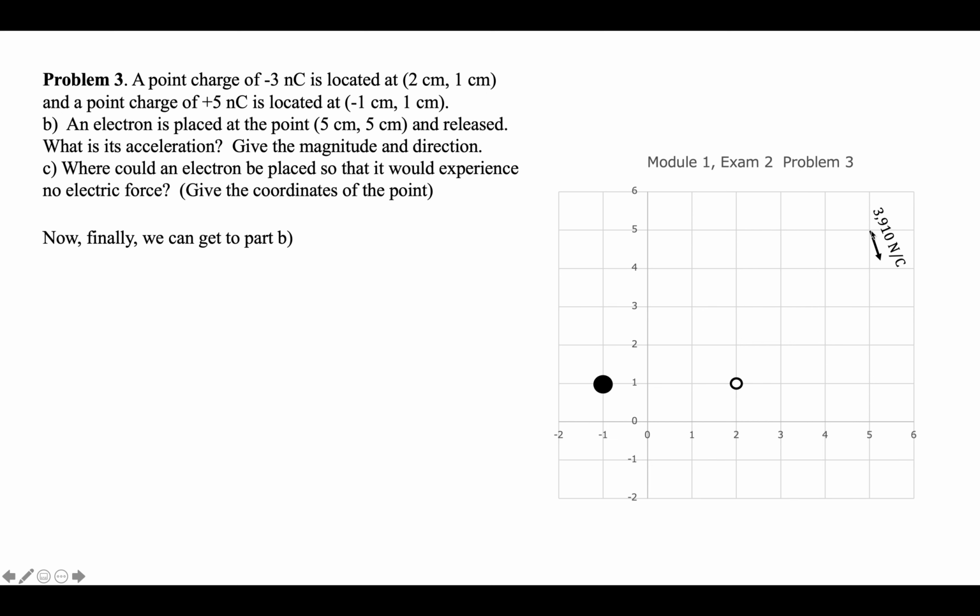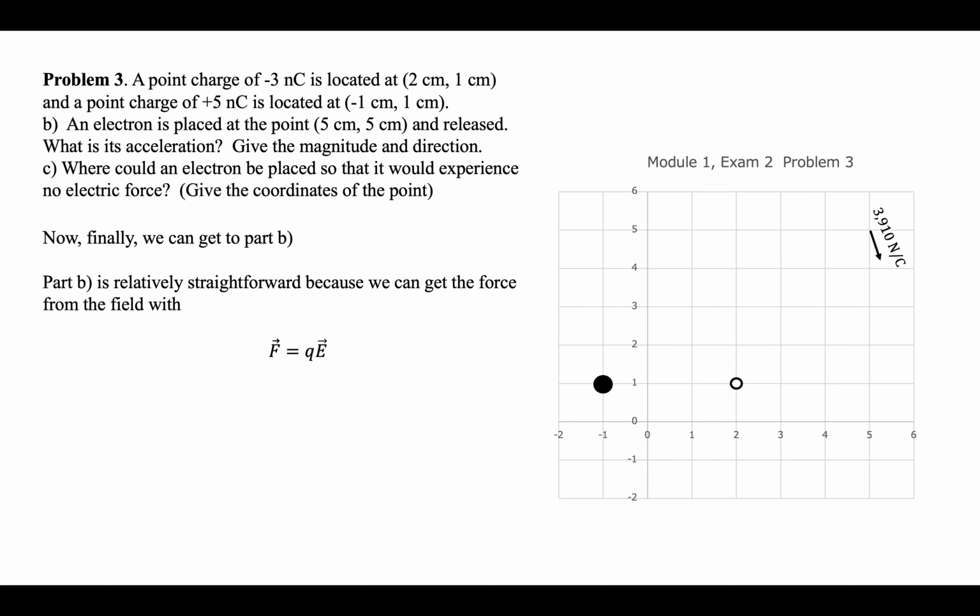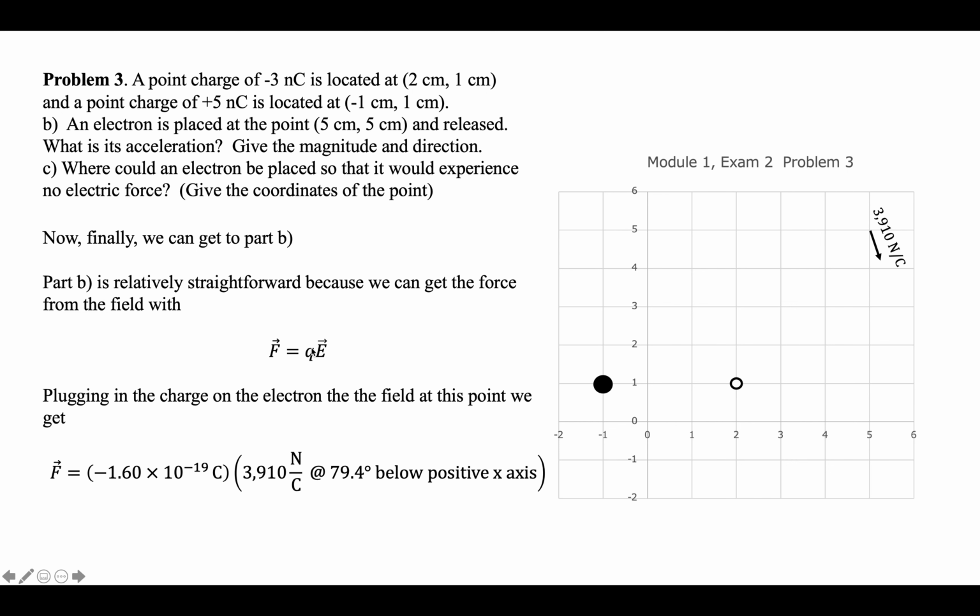Now, we did all that work to get the field. Let's use it. F is qE. We don't have to go q1, q2, add the vectors, get the direction, blah, blah, blah. We got the E. So all we have to do is plug in the q, the charge on the electron. If we plug it in, 1.6 times 10 to the minus 19th coulombs, there's the field.